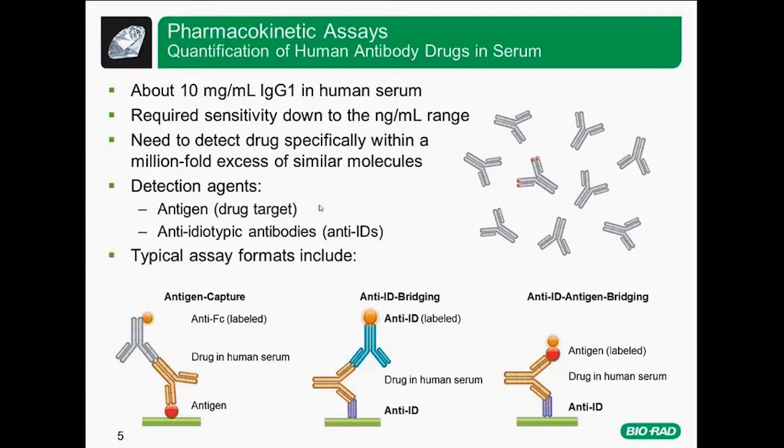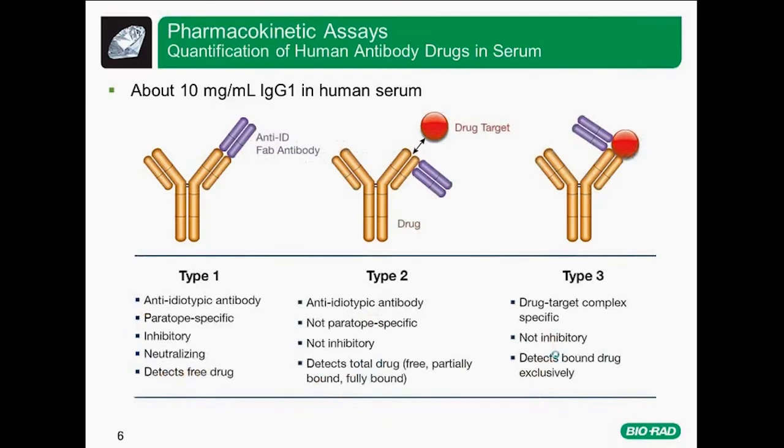And on the lower side are typical assay formats, which include just capturing the drug out of human serum using the antigen, and then detection with a labeled anti-Fc antibody. But in these assays, you often face background issues. So it is better to use two specific molecules, both as capture and detection, as in the other two examples, where either two anti-idiotypic antibodies are used or an anti-idiotypic antibody in combination with labeled antigen.